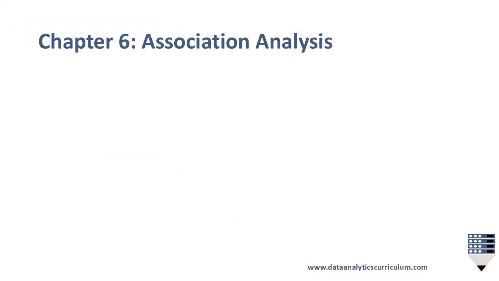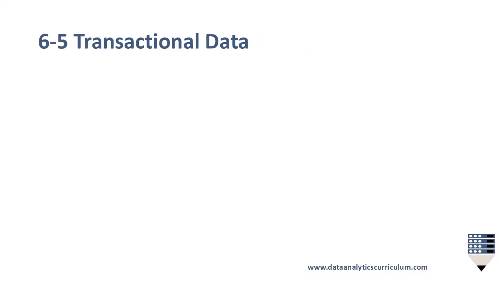Chapter 6: Association Analysis. Chapter 6, Section 5: Transactional Data. So far, we've learned about association rules, item sets, and the metrics used to evaluate them. Now, let's look at the kind of data we need to make all of this work: transactional data.